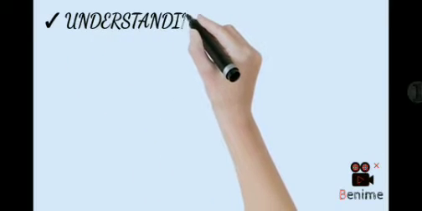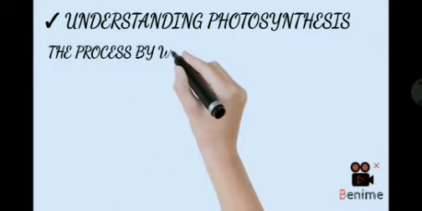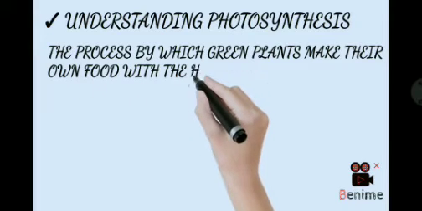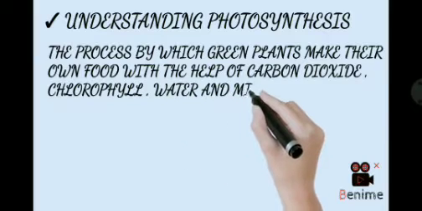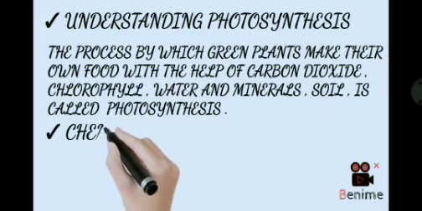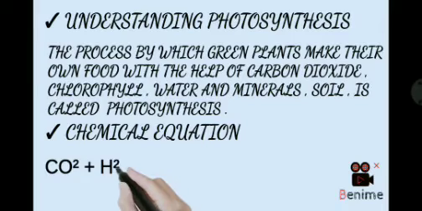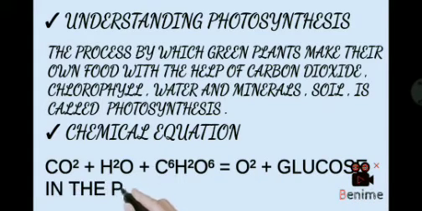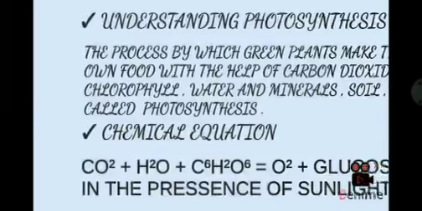Now let's understand what the process of photosynthesis is. I hope you all know this process, but still I am telling you: the process by which green plants make their own food with the help of carbon dioxide, chlorophyll, water and minerals from the soil is called photosynthesis. Here the chemical equation of photosynthesis is CO2 plus H2O gives C6H12O6 plus O2, that is glucose, in the presence of sunlight. Okay, so over here this is the chemical equation.